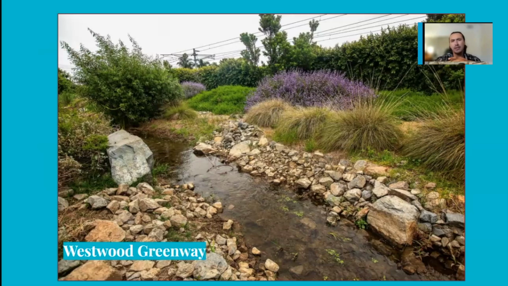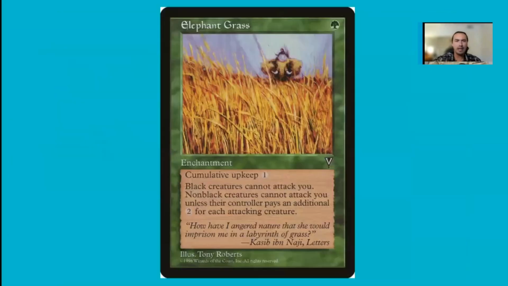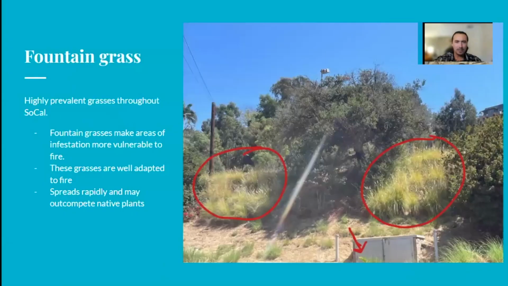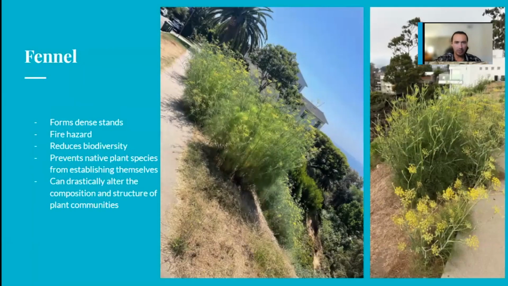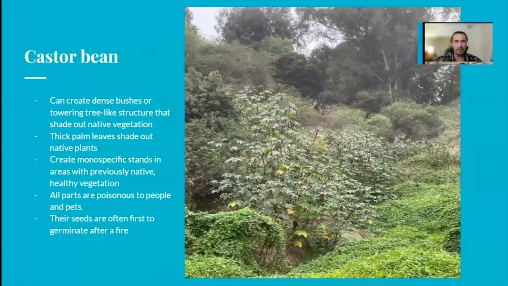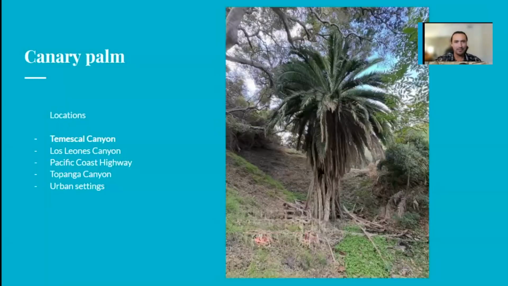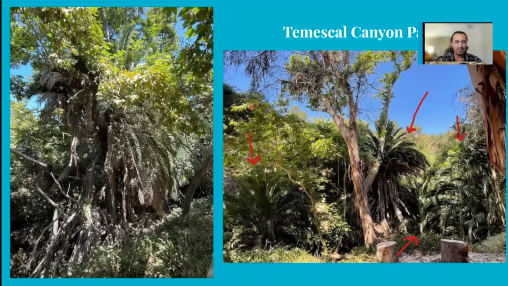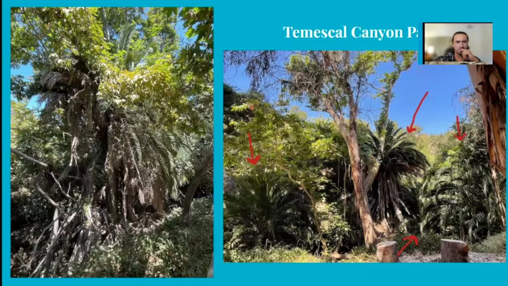It just looks a lot cleaner. It's more safe. It's more human and health friendly, and it supports far more biodiversity than an area that is just consumed by monocultures of fennel or castor bean or palms like that. That's not good.